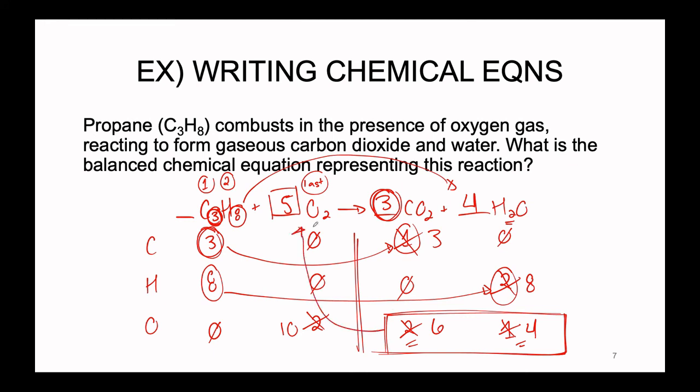This is going to give us 1 propane plus 5 oxygens gives us 3 carbon dioxides and 4 waters. This is a perfectly balanced chemical equation, and as you, let's say, for instance, burn propane in the backyard for your grill, this is the chemical reaction that is constantly happening, eating up oxygen, pumping out carbon dioxide, and pumping out water vapor.